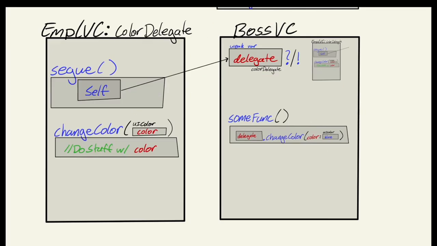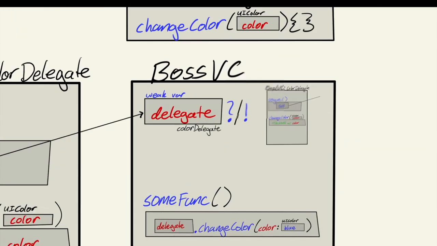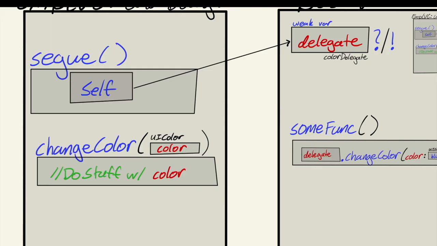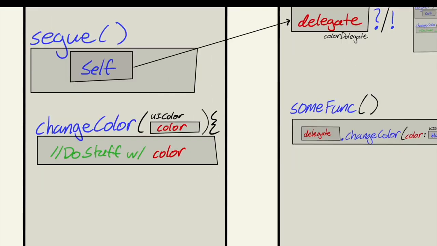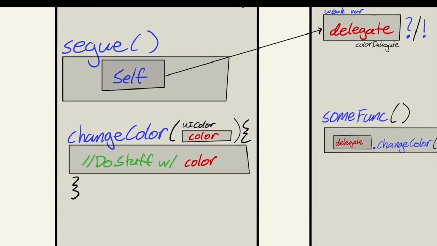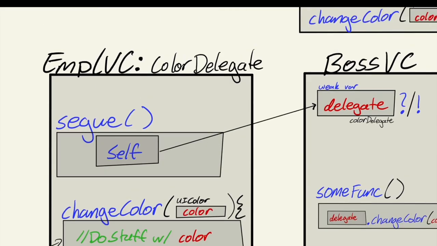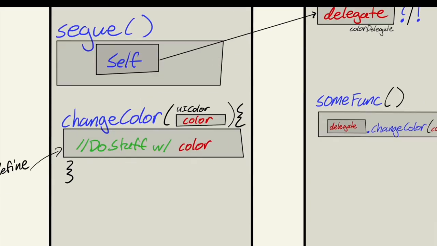this protocol over here, it's going to have to define the change color function, where it's actually going to write out the implementation of the function instead of just the declaration. Actually, I think this is the declaration. So you declare the function within the protocol definition, and then you define the function in the actual view controller that's going to conform to that protocol.